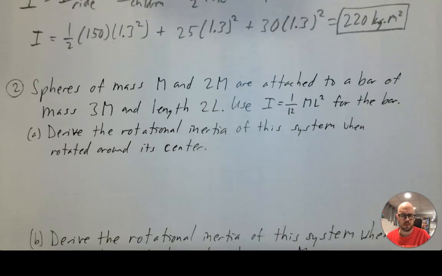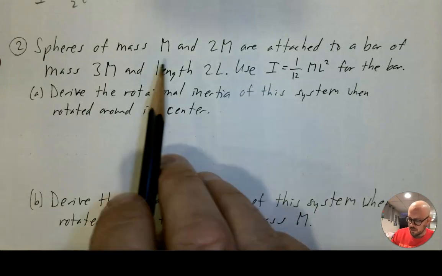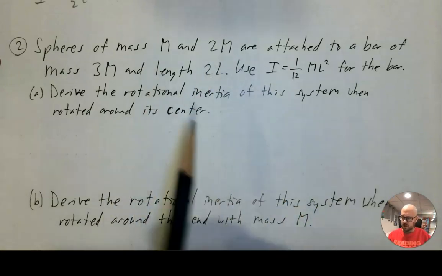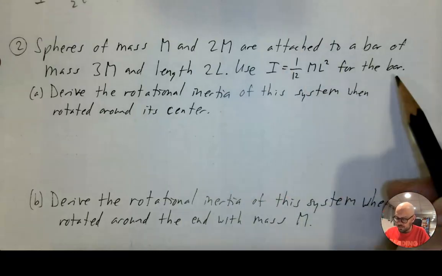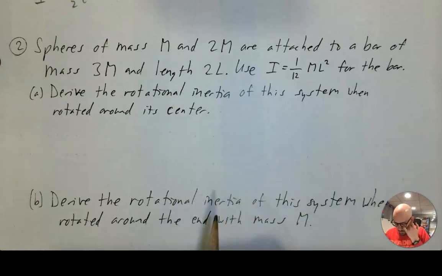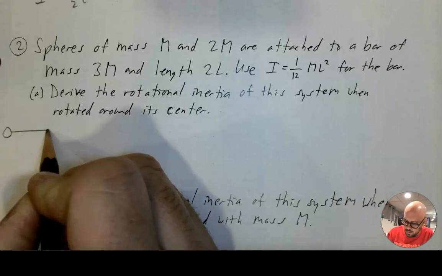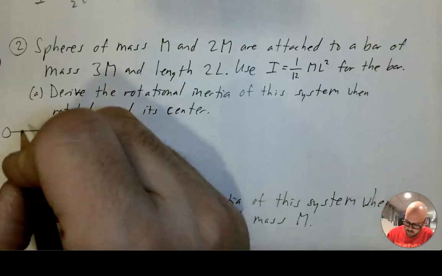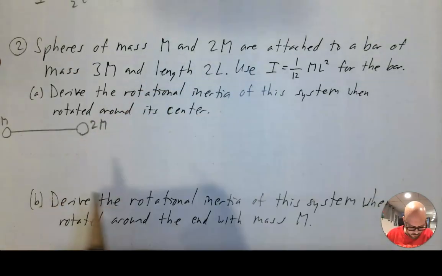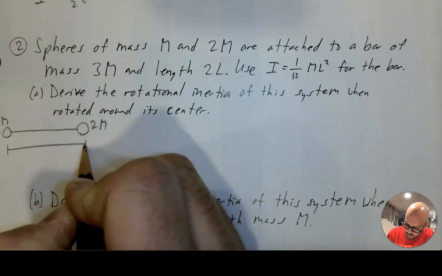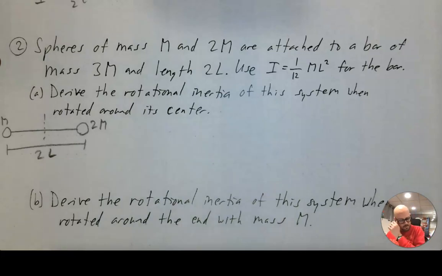All right, so for the second problem, it has two parts, and it says spheres of masses m and 2m are attached to a bar of mass 3m and length 2l. Use this expression for the bar. Derive the rotational inertia of the system when rotated about its center. So I'm going to draw what that might look like. We have m over here, we have 2m over there, and a length of 2l, and our axis is going to be through the exact center.